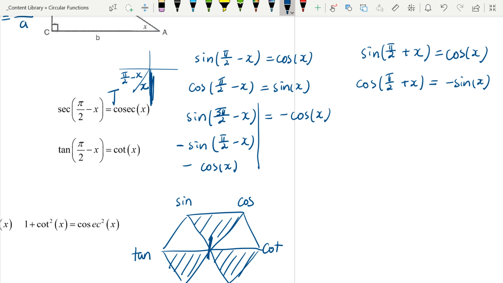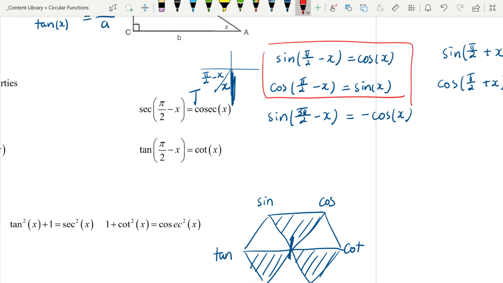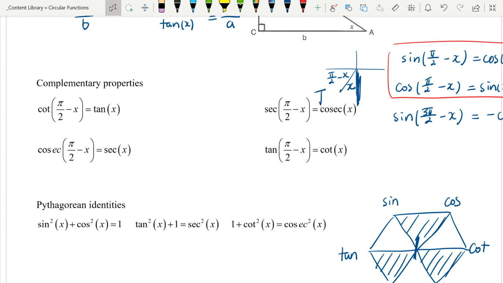Okay, these ones are the ones I want you to remember or know how to do. Actually, everything is related to those two. If you can change your reference angle, everything will relate to those two. So I'll just show you one example. Let's say for the first one, cot of pi over 2 minus x. Well, that is equal to 1 over what?